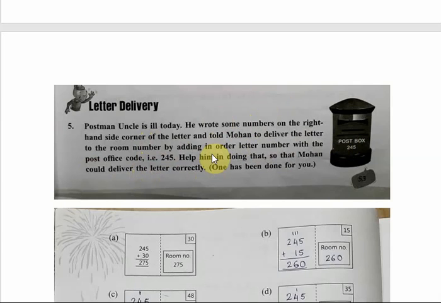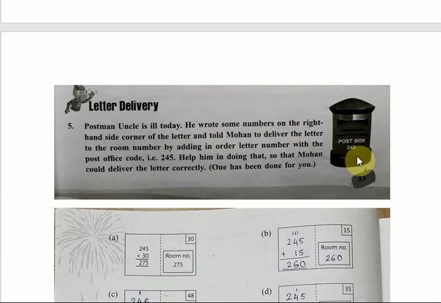But Mohan doesn't know the room numbers. So in order to find out the room numbers, what did the postman uncle tell Mohan? Postman uncle told that a number has been written on the right hand corner of the letters, and the post office code is 245. So what does Mohan have to do? Mohan has to add the post office code number with the number written on the letter.